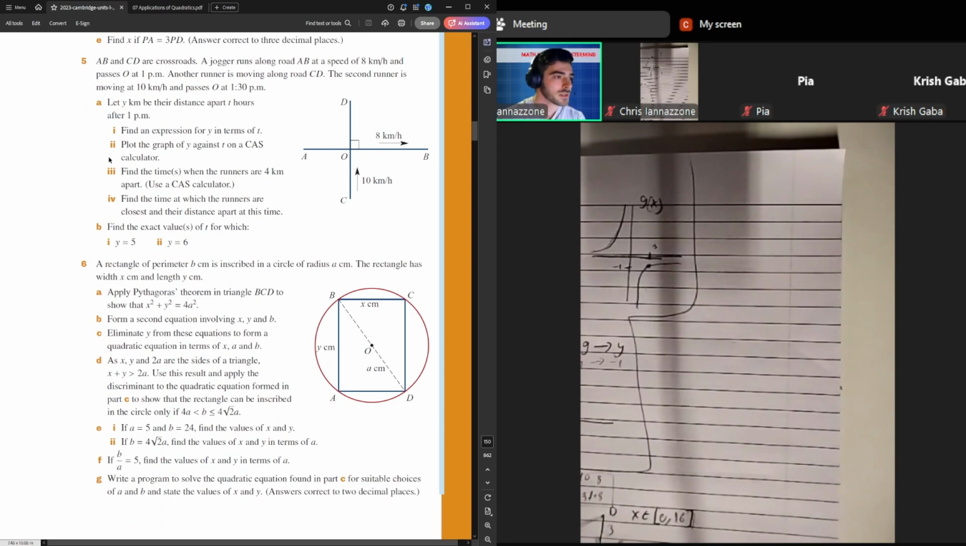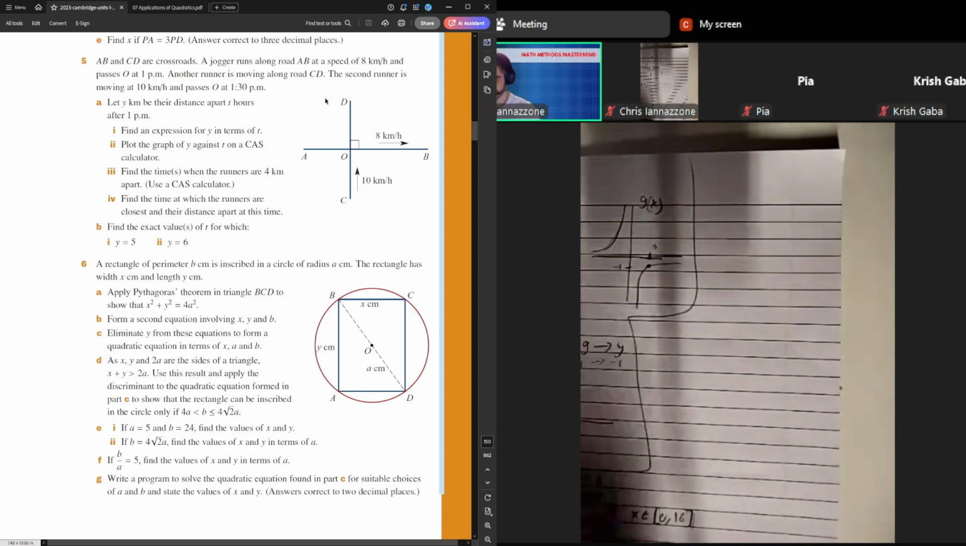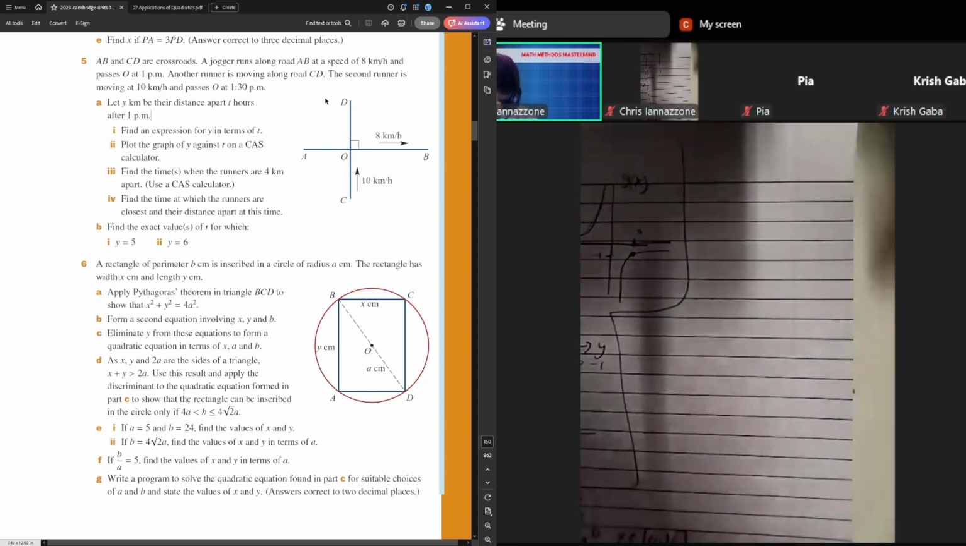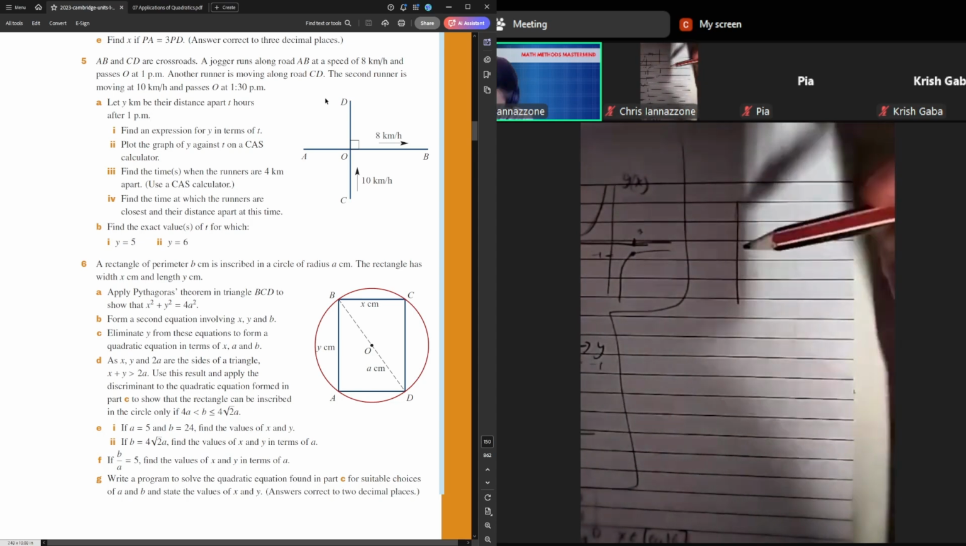Question 5. A, B, C, D are crossroads. A jogger runs along A, B at a speed, and passes at 1 p.m. Okay, whole bunch of information. Let y kilometres be their distance apart t hours after 1 p.m. Find an expression for y in terms of t. So basically, how far apart are they in terms of t? Brilliant. Okay, so start having a think about that. I'll draw it down just so we can start referencing it on the handwritten bit.